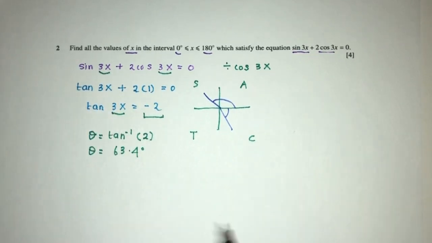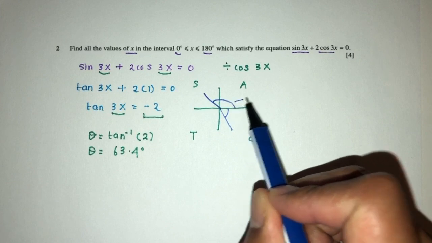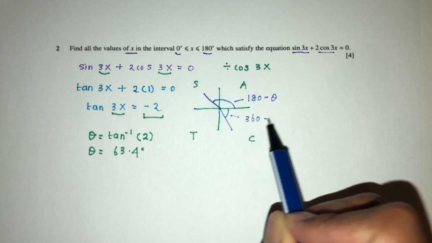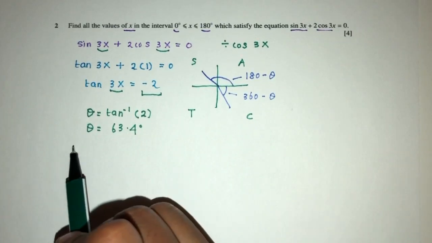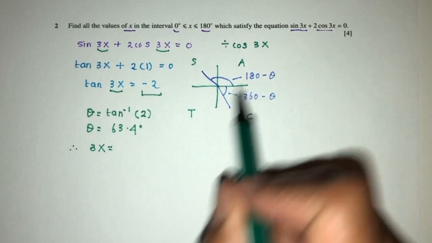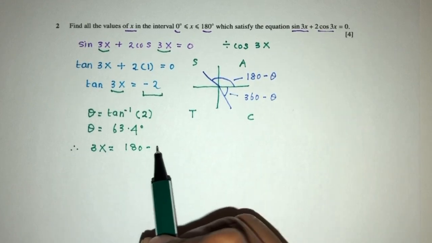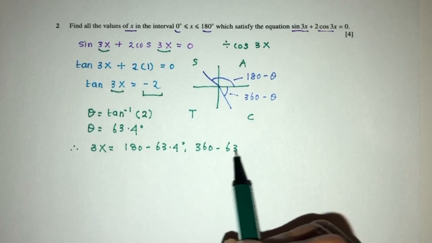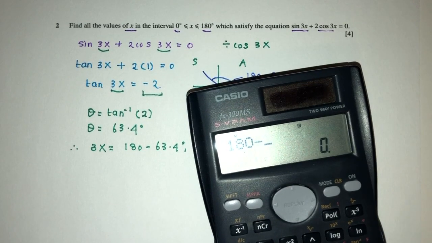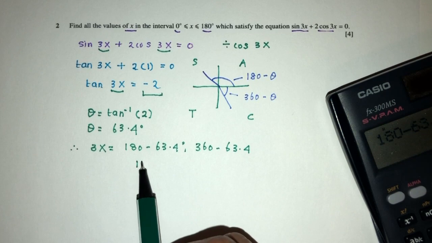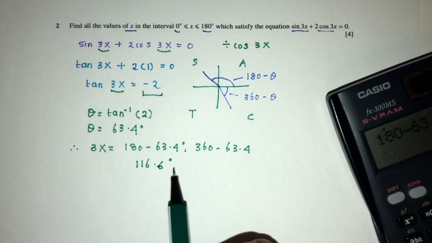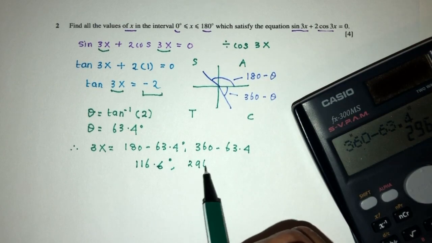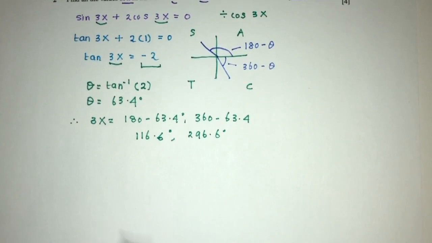However, by observing the diagram, you can see this angle has to be 180 minus theta, and this one has to be 360 minus theta. So finally, the value of 3x, according to the quadrants, has to be either 180 minus 63.4 or 360 minus 63.4. So 180 minus 63.4 will be 116.6, and 360 minus 63.4 will be 296.6.